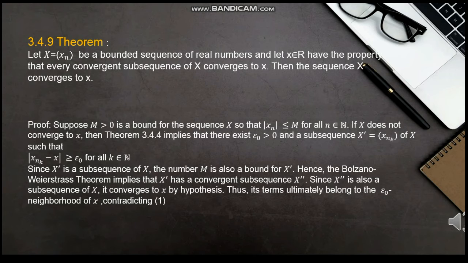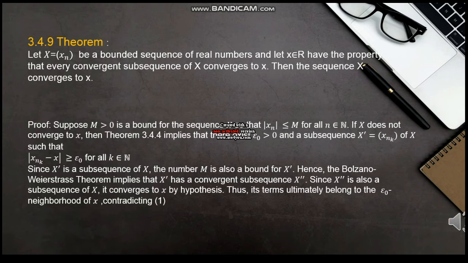Next, Theorem 3.4.9. Let X equal (x_n) be a bounded sequence of real numbers, and let x be an element of R have the property that every convergent subsequence of X converges to x. Then the sequence X converges to x. Proof. Suppose M greater than 0 is a bound for the sequence X, so that the absolute value of x_n is less than or equal to M for all n in the natural numbers.